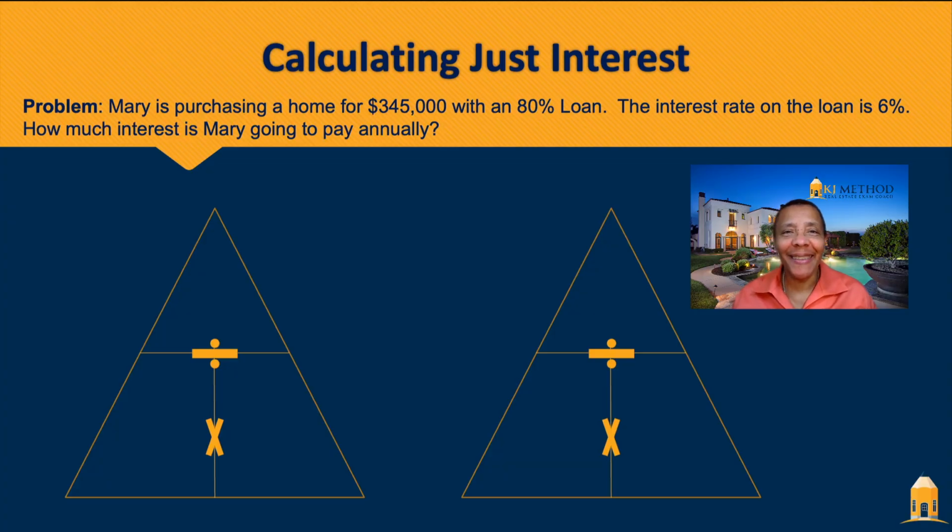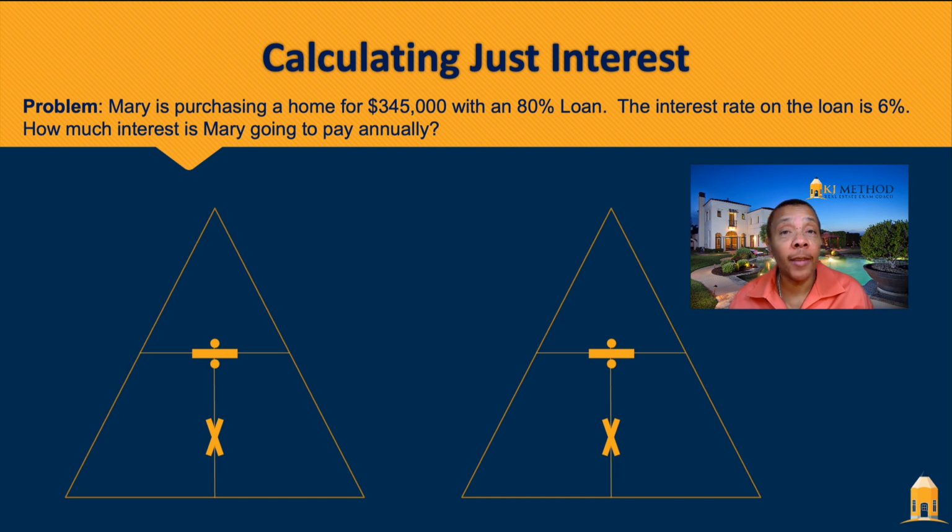Okay, in this next section, we're going to just calculate interest. By now, you guys probably know how to do this already, so this is going to be pretty easy. Mary is purchasing a home for $345,000 with an 80% loan. The interest rate on the loan is 6%. How much interest? Now, when we're asking how much interest, we are going to use the interest rate.